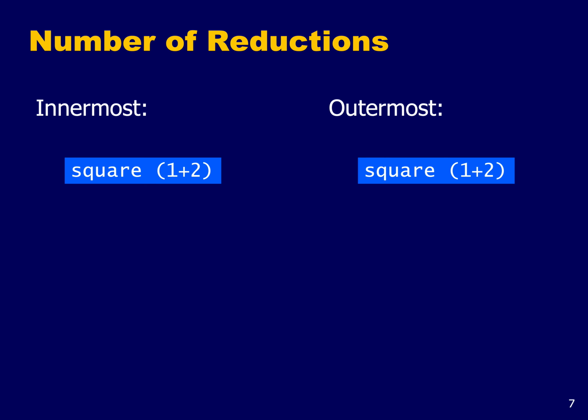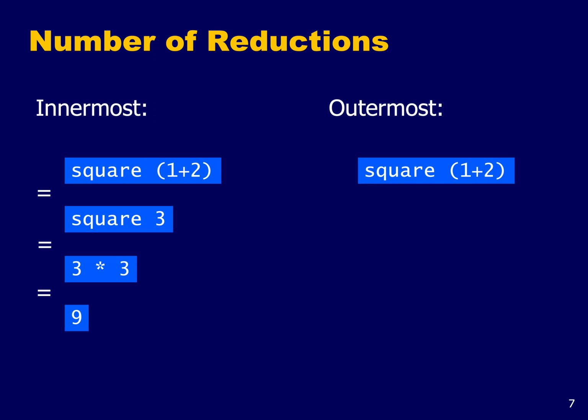On the left hand side we're doing innermost evaluation, so we can apply the inner plus first of all and we'll get square of 3. Then we can apply the squaring function and we get 3 times 3. Then we can apply the multiply function and we finally get the result 9. So in this case, innermost evaluation takes 3 steps to terminate.